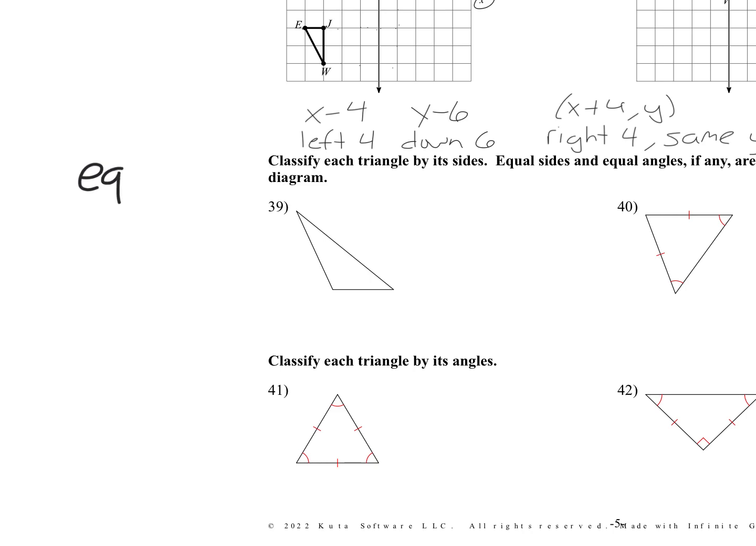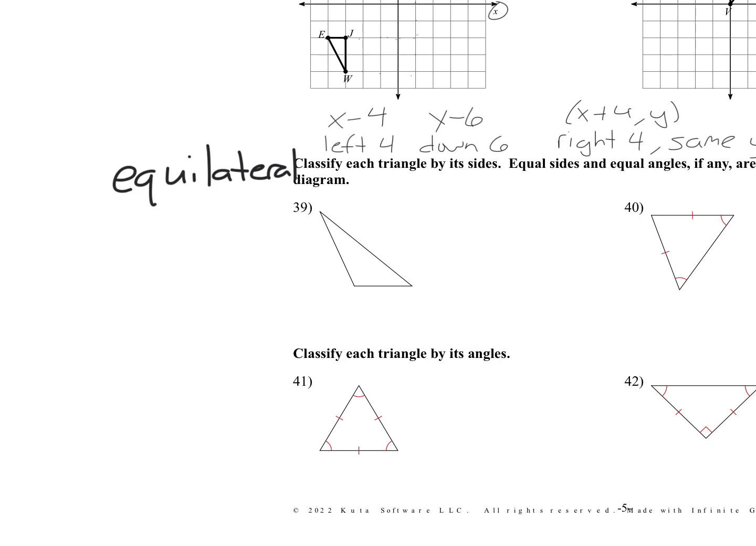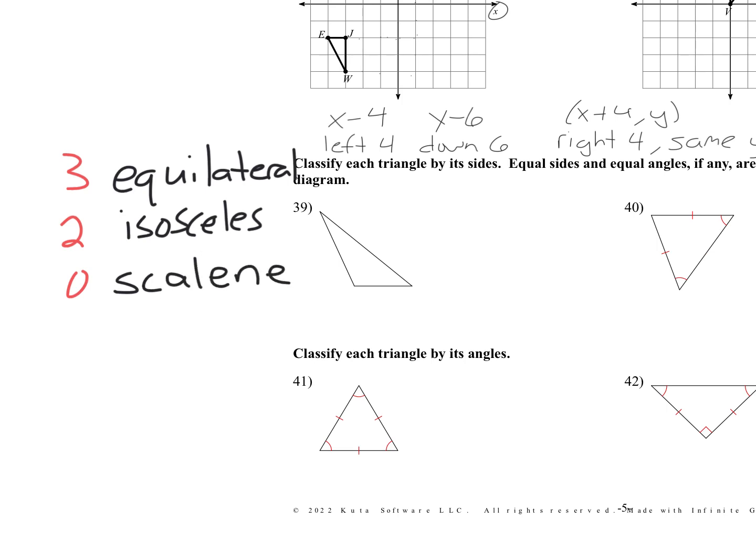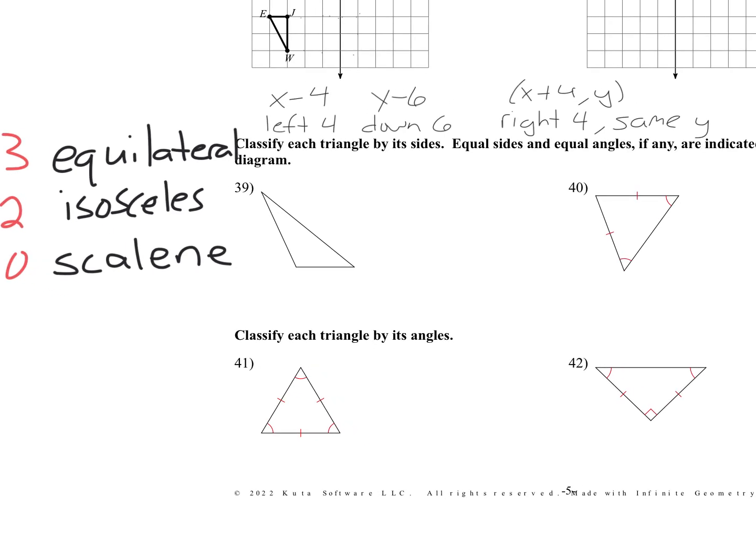So I have equilateral, and we said that was 3. Two we said was isosceles. Zero, remember? Scalene. So all 3 sides the same is equilateral, 2 sides is isosceles, 0 is scalene. So looking at 39, scalene because no sides are the same, they're not given, okay?